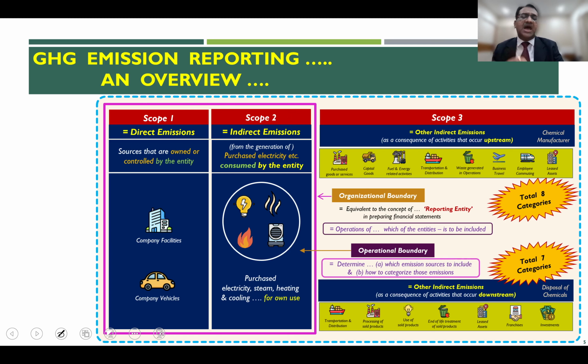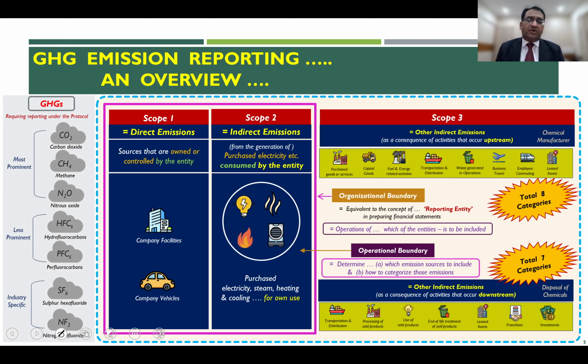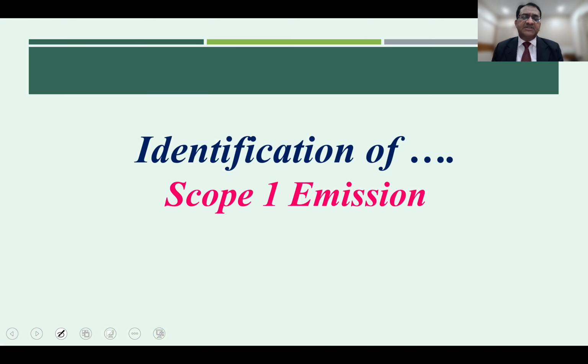Also, it is important to note that under the GHG protocol, there are 7 greenhouse gases whose reporting and monitoring is required. I have listed these seven greenhouse gases on the slide. These are the ones which require reporting and monitoring under the GHG protocol. Now, we will try to deep dive into each of these scope 1, 2, and 3 emissions with some examples.